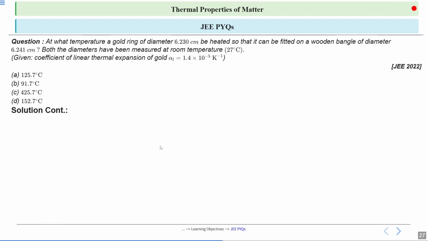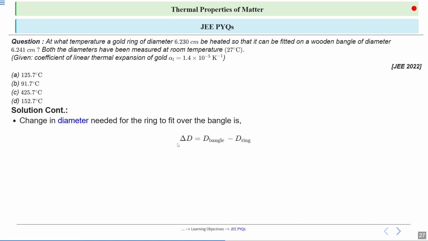Now, the change in diameter needed for the ring to fit over the bangle is equal to the diameter of the bangle minus the diameter of the ring. So the diameter of the bangle, 6.241 centimeter, minus 6.230 centimeter. Solving this, you get delta D equal to 0.011 centimeter.